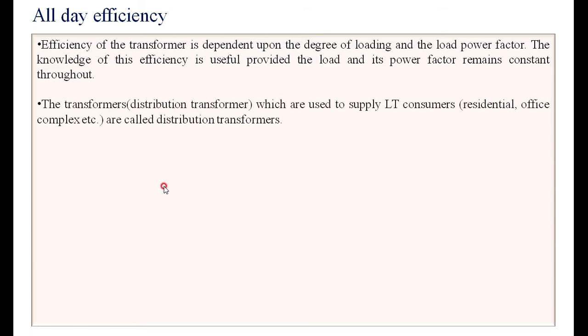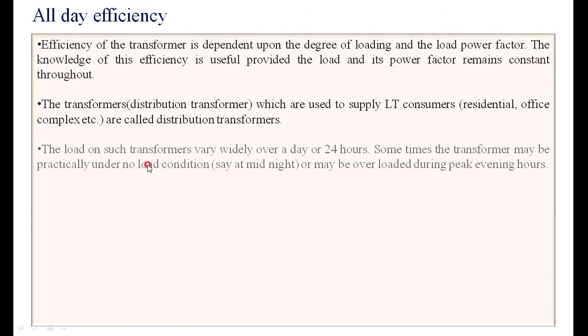The transformers used to supply LT consumers are called distribution transformers, and the load on such transformers varies widely over the 24 hours. Sometimes the transformer may be practically under no load condition, for example at midnight, or it may be overloaded during the peak evening hours. Therefore, the loading does not remain constant. In that case, we go for the all-day efficiency, which is the ratio of output to input in terms of kilowatt hours.